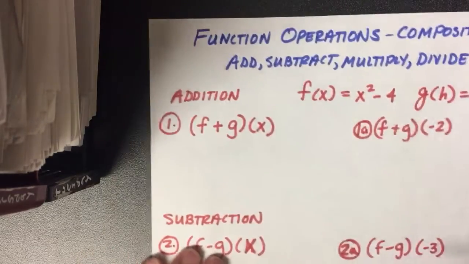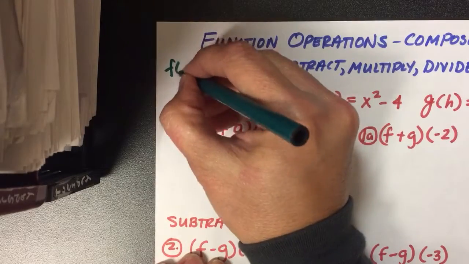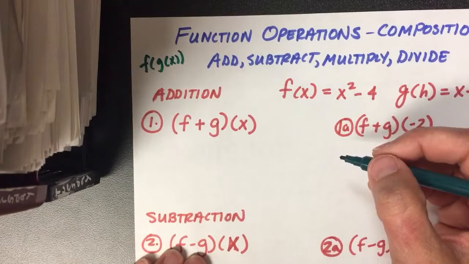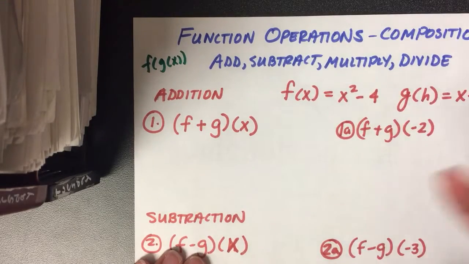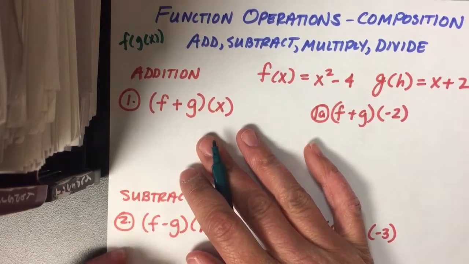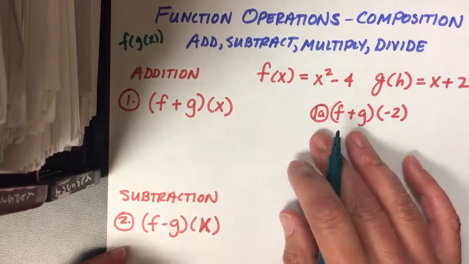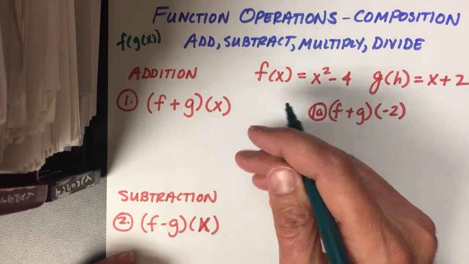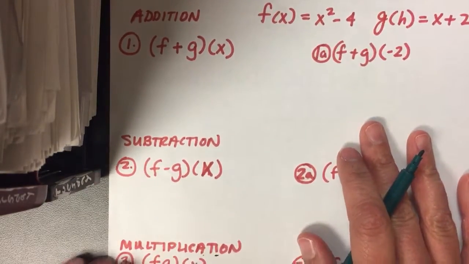Now you've seen functions written. We've done the compositions where you have f of g of x, and we're actually using inputs and outputs, and using outputs as inputs for other functions. This is just simply functional operations, and we're going to be combining these functions in one of the four basic mathematical operations. So let's look at the first one, f plus g of x.